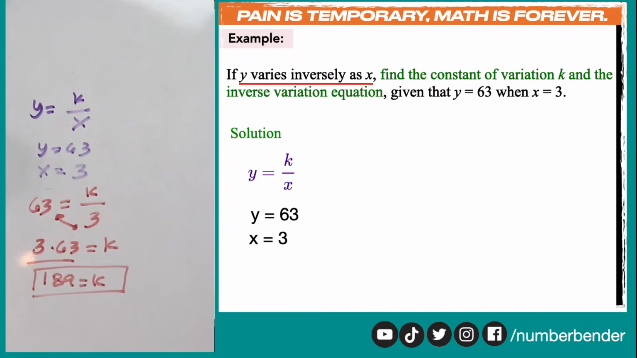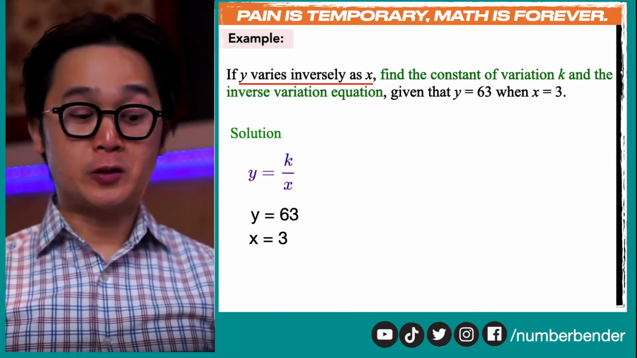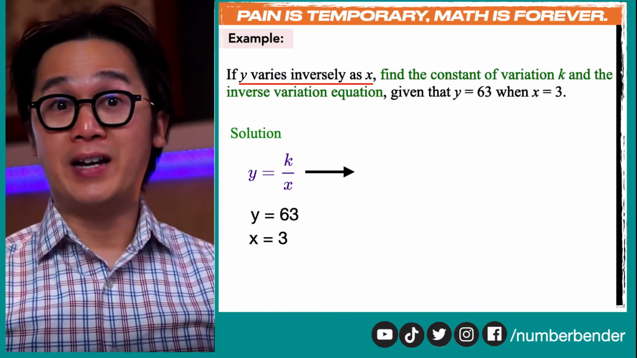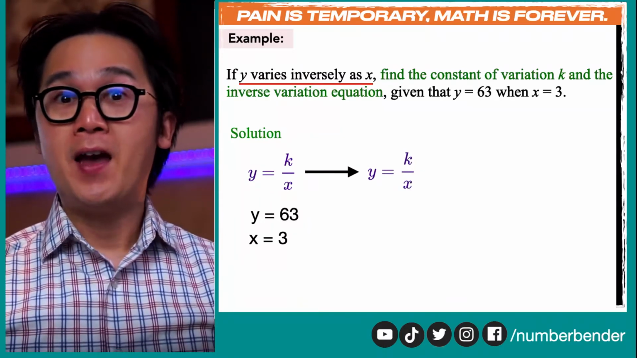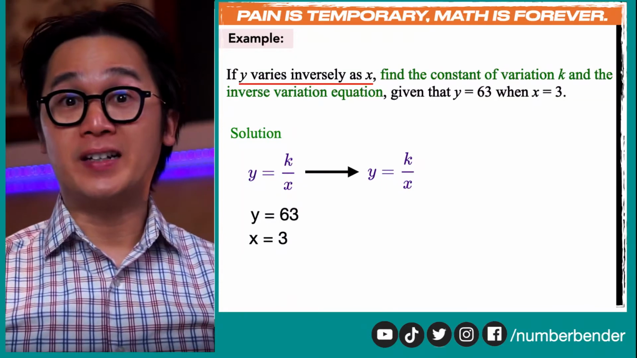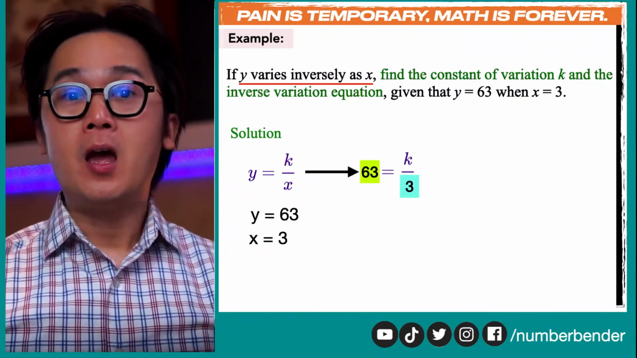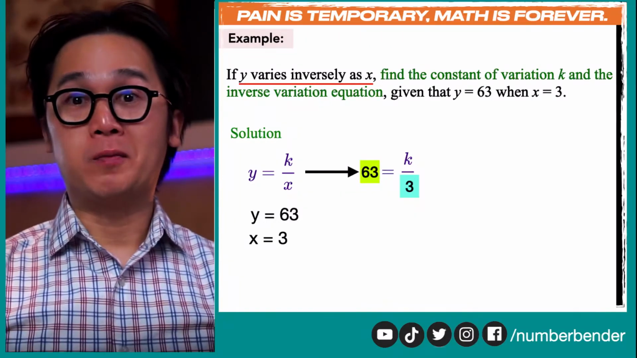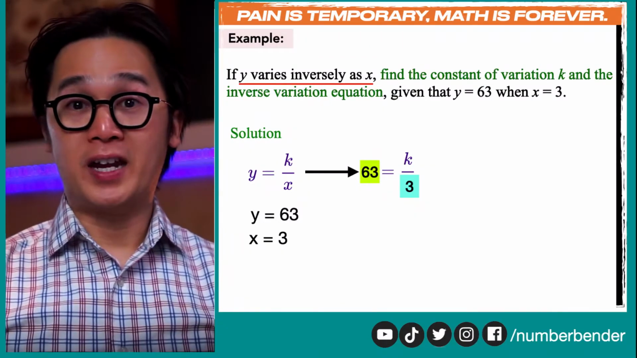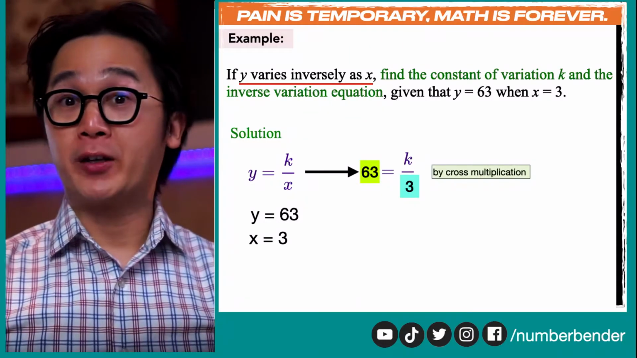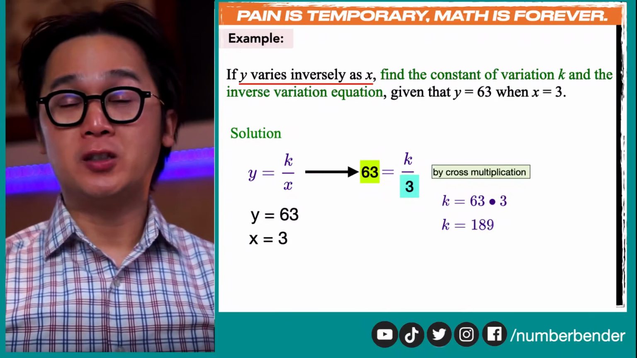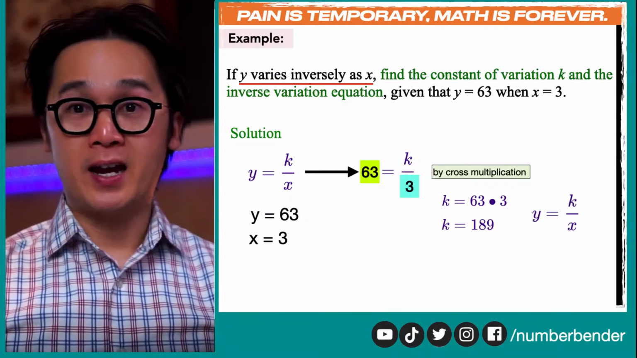So now we have our constant of variation that is equal to 189, which means we're now ready to solve the second part of our word problem, which is finding the inverse variation equation. Again, by using the formula, we replace x and y with 3 and 63. And by cross multiplication, we're able to find k, which is 189.